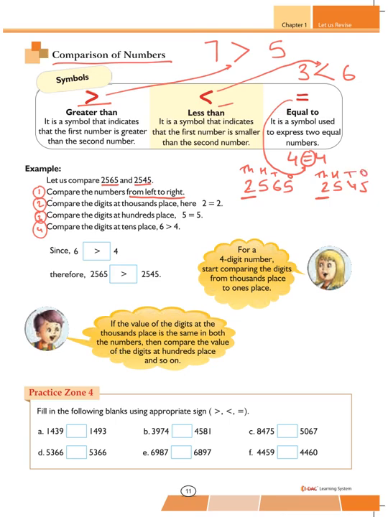So compare the digits at the thousands place. These two numbers are the same, so we move on to the hundreds place. Compare the digits at the hundreds place. Again, 5 is equal to 5. So move on to the tens place. Compare the digits at the tens place. So 6 is greater than 4. That means this number is greater than this number.